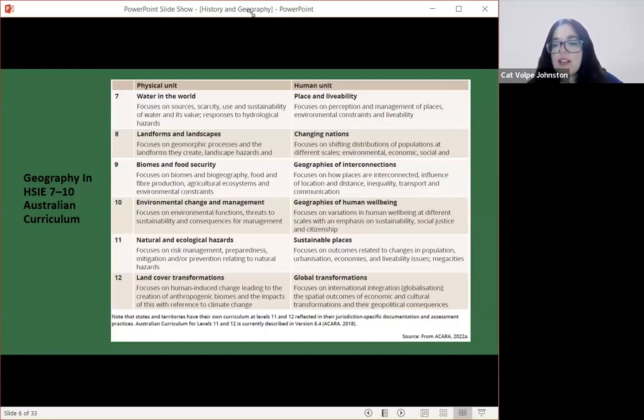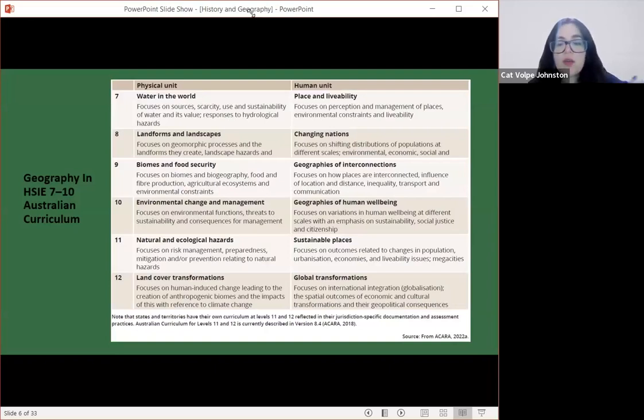We're also looking at sustainable places, so looking at changes in population, urbanization, economies, livability issues, and megacities is a big one. In Year 12, we're looking at land cover transformations, so human-induced change leading to the creation of anthropogenic biomes and the impacts of this with reference to climate change. And in Year 12, we're also looking at global transformations, a focus on international integration, so thinking about globalization and the spatial outcomes of economic and cultural transformation and their geopolitical consequences.